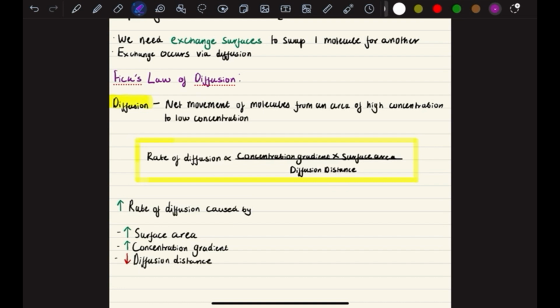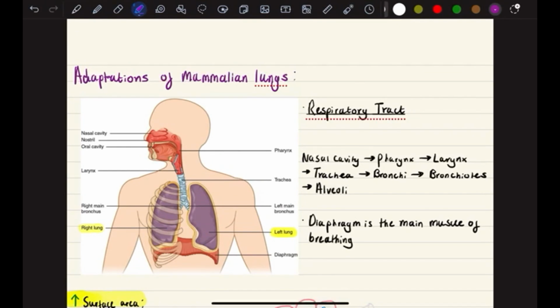They would give it to you in an exam if they did ask, so just be aware of that. So all of that is great in theory, but let's actually talk about the mammalian lungs. What kind of adaptations do we have there that are going to help us to increase gaseous exchange? Cool.